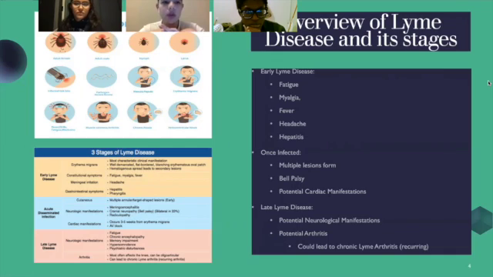Also, you could potentially get cardiac manifestations. And then with late Lyme disease, the symptoms that you will experience are potential neurological manifestations and potential arthritis, and it could lead to chronic Lyme arthritis. So basically, those are conditions that you could have even after you get cured from the disease.